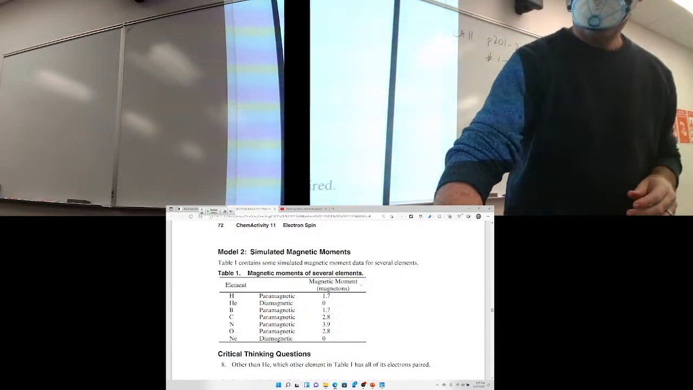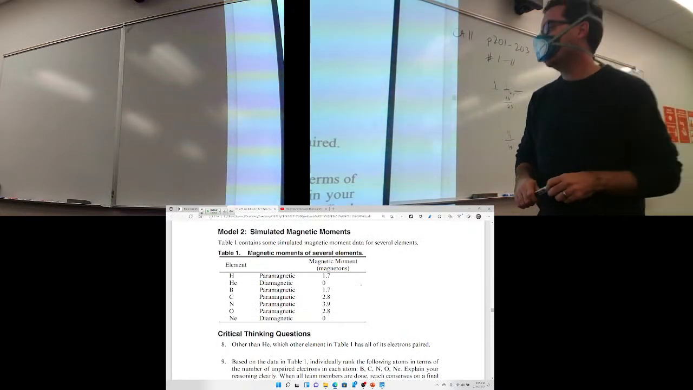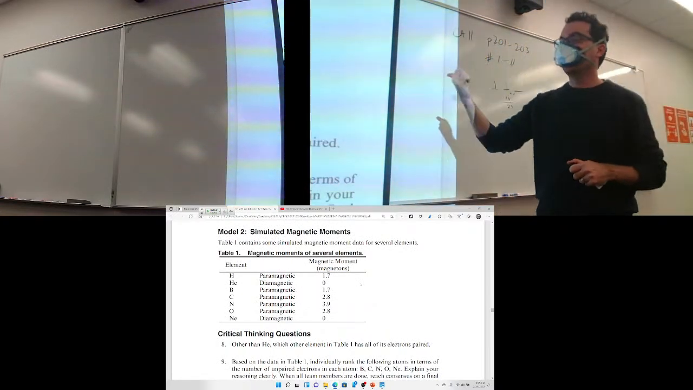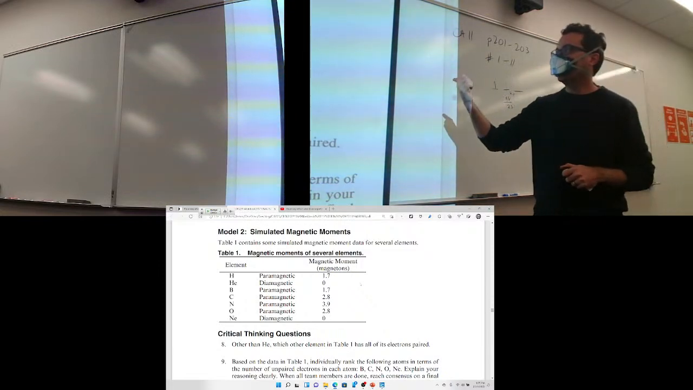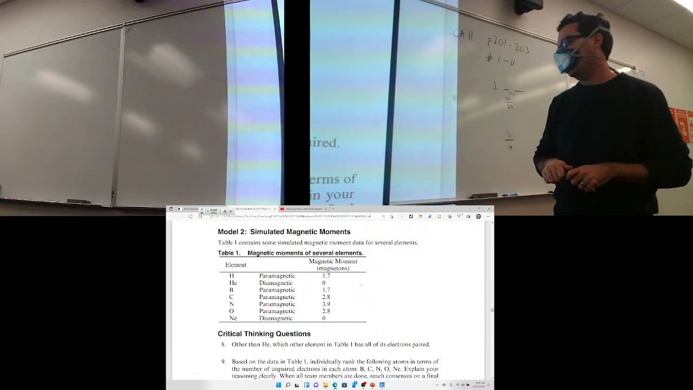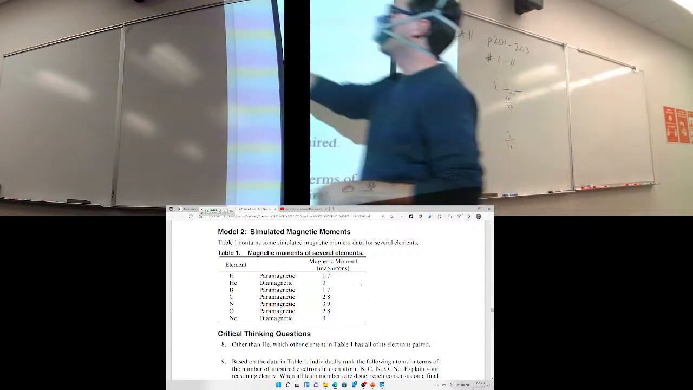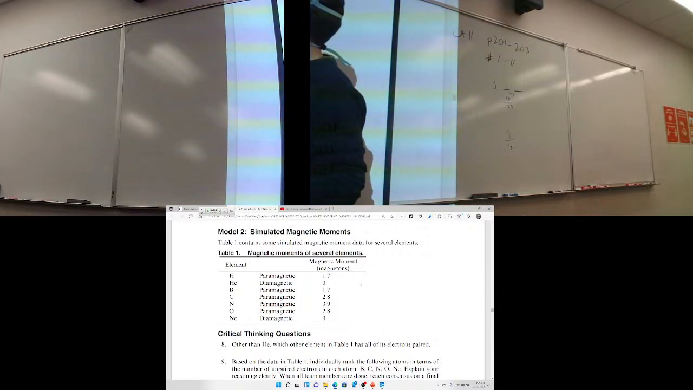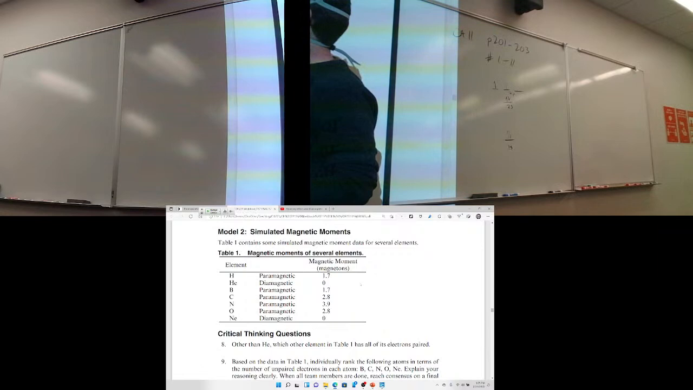So other than helium, which other element has all of its electrons paired in table 1? That was beryllium. And based on the data in table 1, individually rank the following atoms in terms of number of unpaired electrons. So there's 1 unpaired electron in hydrogen. There's no unpaired electrons in helium. There's 1 unpaired electron in boron. There's 2 unpaired electrons in carbon.